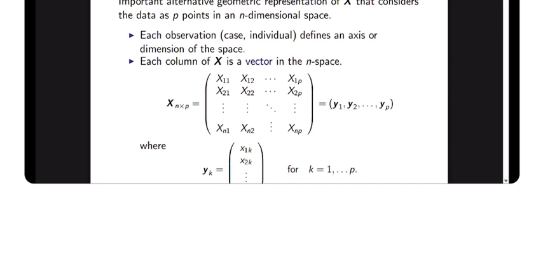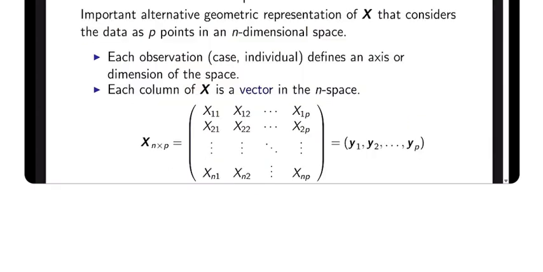We've talked about the variation of the variable space the other time, and I want us to talk about the observational space. Both variable space and observational space are represented in your data structure. Now take a look at that. I said an alternative geometric representation of S considers the data points as points in n-dimensional space.